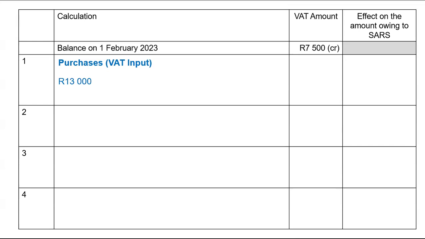Your numerator will always be 15, unless it's given to you, then you don't need to calculate it. That is, if VAT is given to you, there's no need to calculate it. To calculate VAT on this 13,000, I will simply multiply that 13,000 by 15 and divide it by 100. That'll give me 1,950. As I've said, that reduces VAT. It reduces what we owe SARS. Remember that 7,500 represents what we already owe SARS.